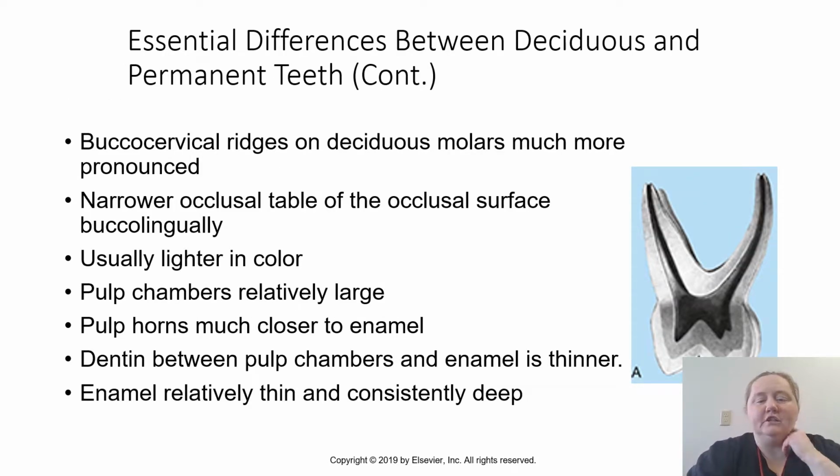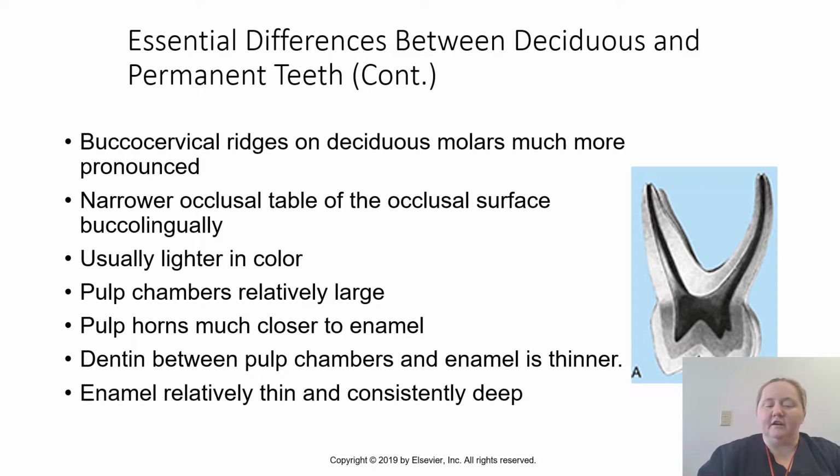All right, so essential differences continued. The buccocervical ridge on deciduous molars are much more pronounced, okay? So you can kind of see here, it's much more pronounced, okay? It's going to have a more narrow occlusal table. So when you're looking at the occlusal surface, it's just going to be a little more narrow.